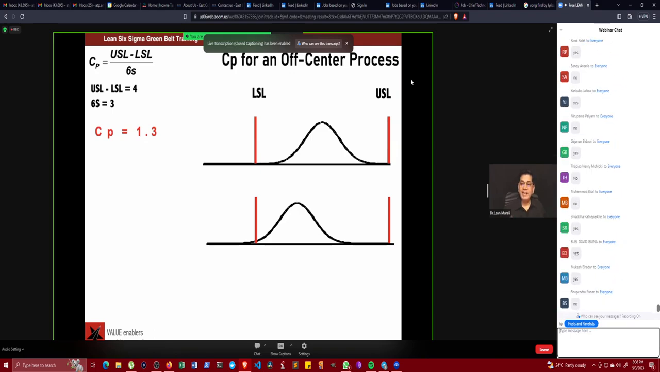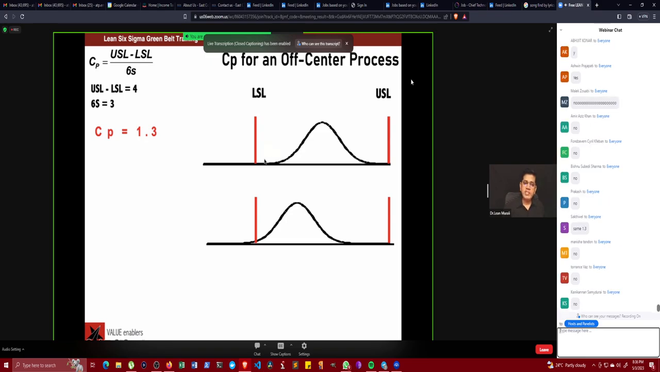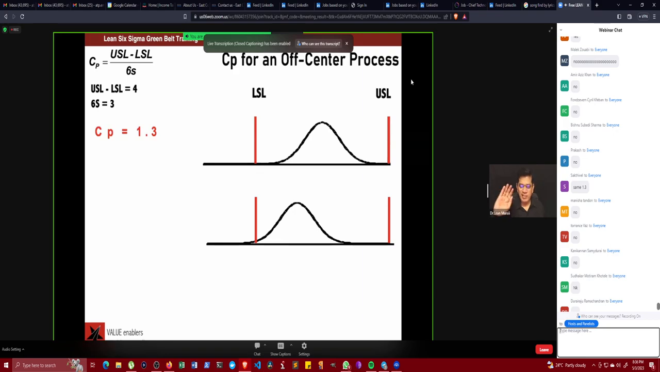That is what you should remember. That is the biggest learning you should take. CP will not change because the variation is the same. 6 times standard deviation is the same. Many people are asking why 6 times standard deviation. All that I'll explain later. That is too early for you now.